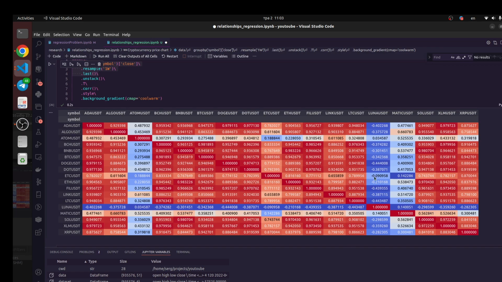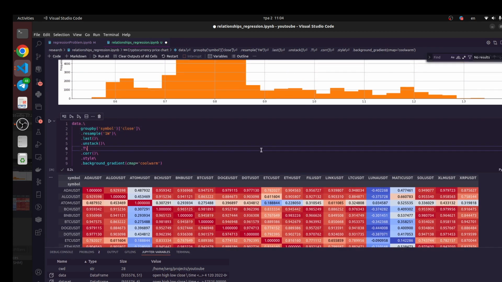Also, very interesting information about data that is not correlated, like Luna USDT, Matic or Atom USDT. Okay, it's very interesting information because this data is not correlated, but Luna is negatively correlated. We could use these results to create some trading ideas. I'll show you. Also, you need to make practice with pandas.